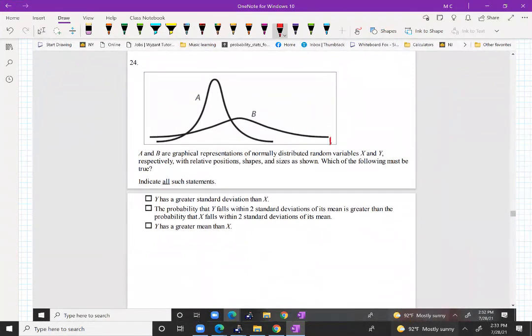So why would 2 standard deviations be way spread out? See, X's standard deviation is not so spread out, you know? Get it?